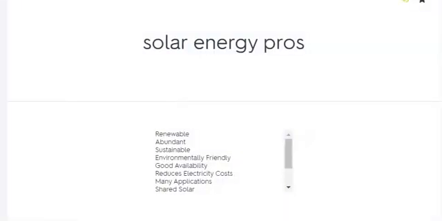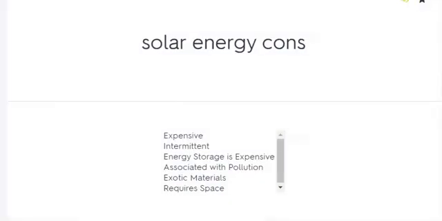Solar energy pros: renewable, abundant, sustainable, environmentally friendly, good availability, reduces electricity costs. Many applications. Shared solar. Financial support from government. Low maintenance. Technology is improving. Solar energy cons: expensive. Intermittent; energy storage is expensive. Associated with pollution. Exotic materials. Requires space.